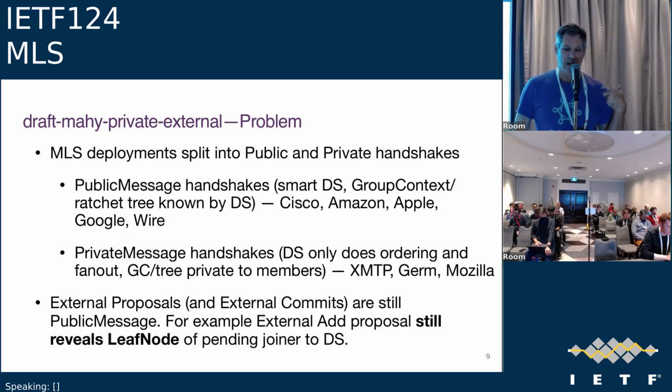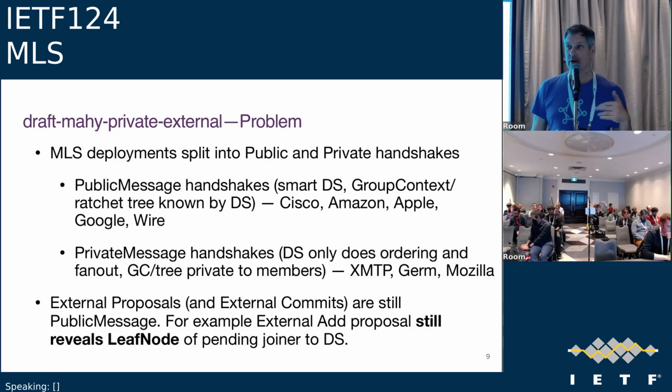So when we have a private message group and somebody wants to send an external proposal, they now all of a sudden have weaker protection for privacy than they did if they were added by a member of the group. If I send an external proposal, that's got to be a public message, so the contents are visible to the DS. Whereas if I was added by an existing member, I would not have my leaf node visible to the DS.